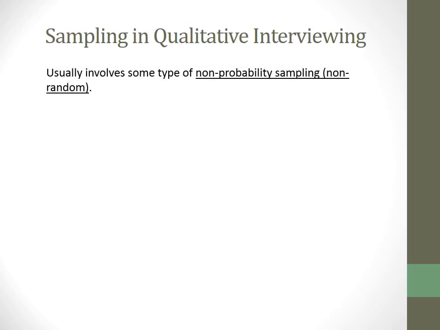Sampling in qualitative interviewing was described last semester as usually involving non-probability or non-random sampling, and this is because qualitative research is often exploratory, which means that not much is known about the topic and it can be difficult to find potential participants.